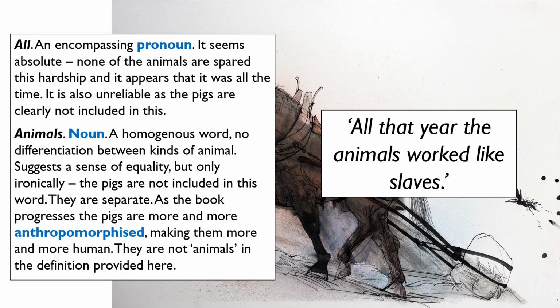And it's the same with the word "animals." It's a noun and it's a homogeneous word, which means all of the animals are kind of clumped together. It doesn't matter whether you're a horse or a donkey or a sheep, you are just an animal, which again suggests that the pigs should be part of that, but they're not. Again, they're separate. And much like in "All animals are equal," as the book goes on, animals are more and more anthropomorphized, meaning they're made more like humans, and so they are not animals in the sense that this quote means animals.